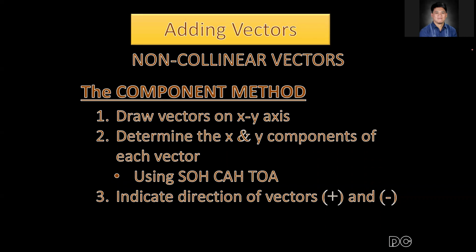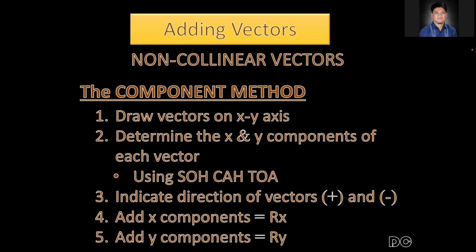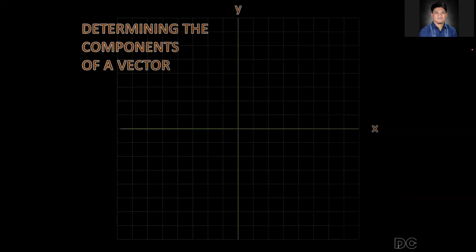So how to identify the x and y component of our resultant? We will simply add all the x components, which is our r sub x, the x component of our resultant, and the y components, which is the r sub y, the y component of our resultant. So that is how to solve for the non-collinear vectors. Let's try to illustrate these steps.